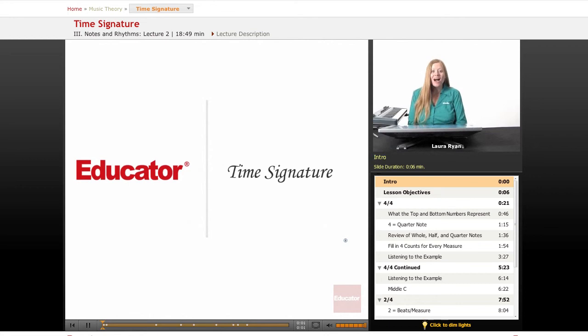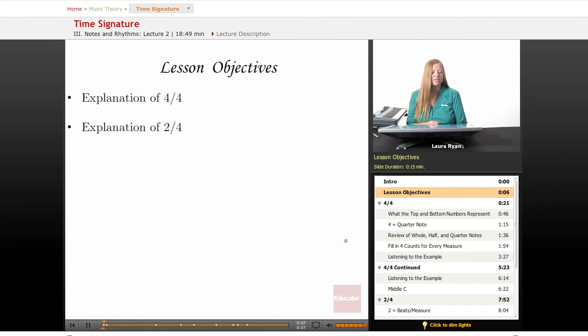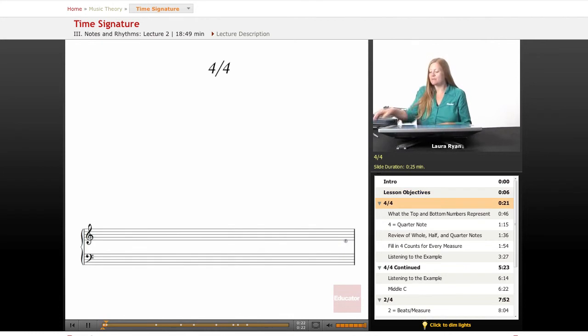Hi, welcome back to Educator.com, and today's lesson will be time signature. We will be looking at two different time signatures, 4/4 and 2/4. Those are our lesson objectives for today. There's another time signature called 3/4 that we're going to examine later, but for today we're going to stick with 4/4 and 2/4. So let's begin with 4/4.